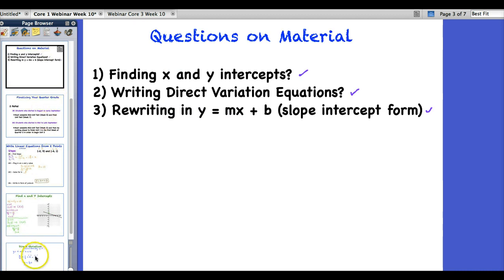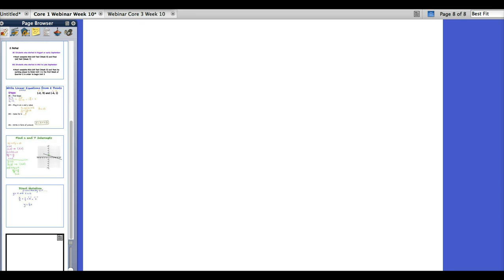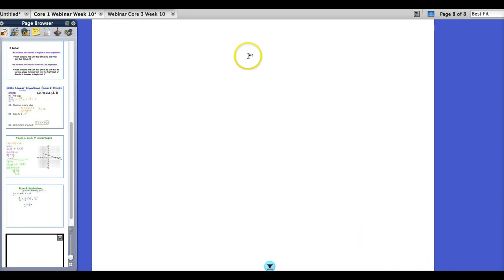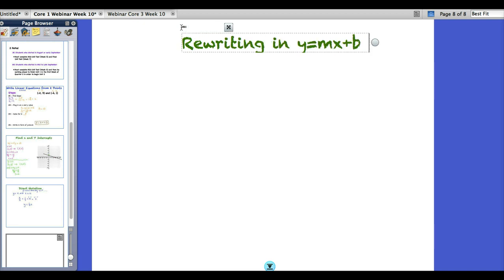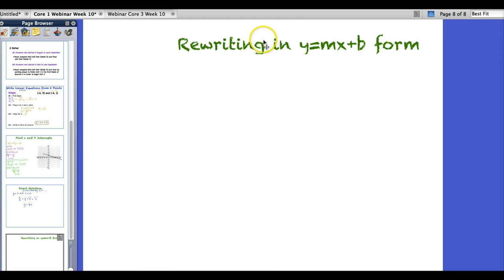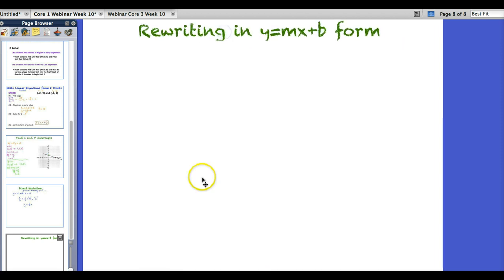Rewriting in y equals mx plus b form. So there was one question on that one too. Okay, so let's do one with that. Let's do rewriting in y equals mx plus b form. And we do this a whole bunch, right? We do this in every unit pretty much. What you would need to rewrite would be, again, something in standard form, and you guys will see that soon. Or you might have it in point slope form, but again, that'll be later when you get caught up.